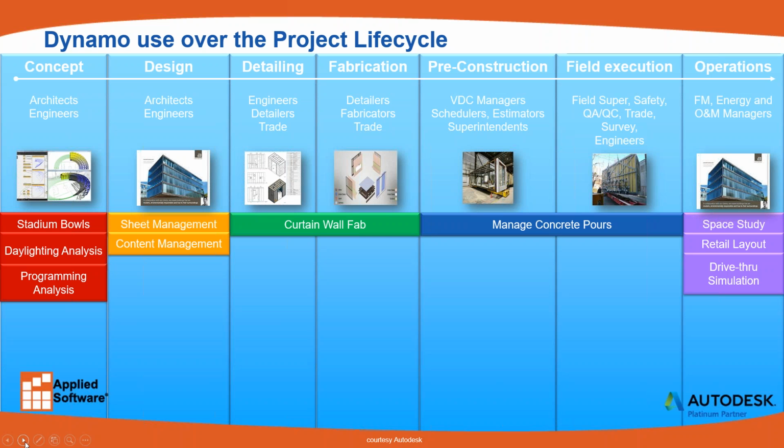In the design phase, architects and engineers work with sheet management, content management, and detailing, and that would be the preface to fabrication, where the curtain walls are the most demanding because of their complexity. And then taking that all the way to pre-construction: quantity takeoffs, schedulers, estimators. They probably would want to create these modular fab units, ship them to the site, and assemble them on site. Managing that process can be done through Dynamo because it's a complex issue.